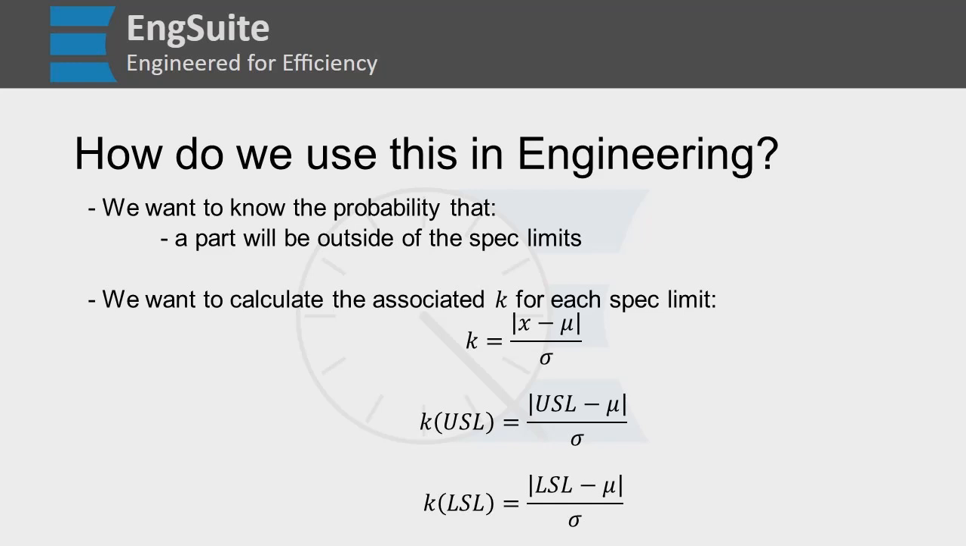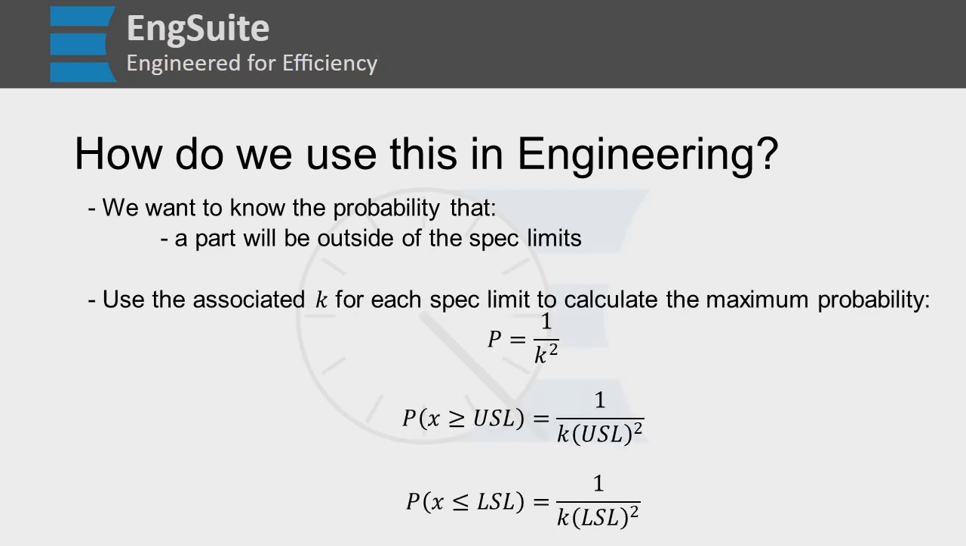Just like with PPK and CPK, what you're really doing is you're just calculating how far your upper and lower spec limits are from the mean. In this case, we take the k value of our upper spec limit and our lower spec limit. Okay? Now that we have that, we know that the probability is 1 over k squared. So we know the probability of a random variable, a measurement, being greater than or equal to the upper spec limit, the maximum probability is 1 over k of the upper spec limit squared. And we know that the probability of our x being less than or equal to the LSL, the maximum probability is equal to 1 over k squared.